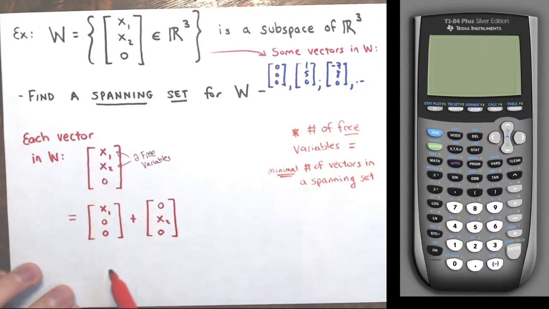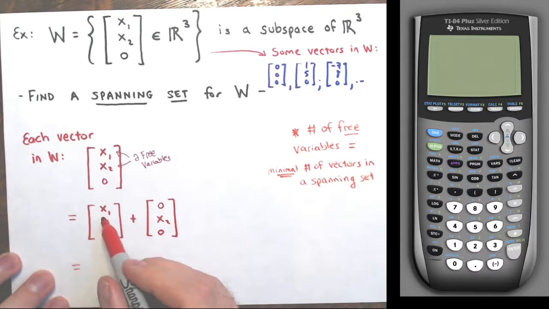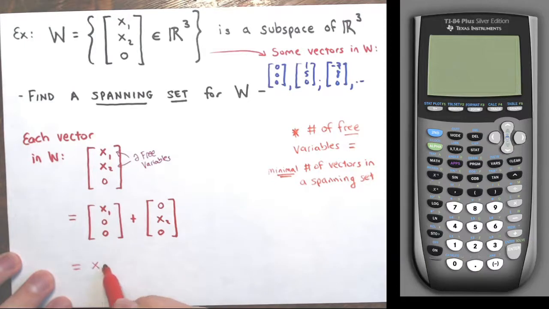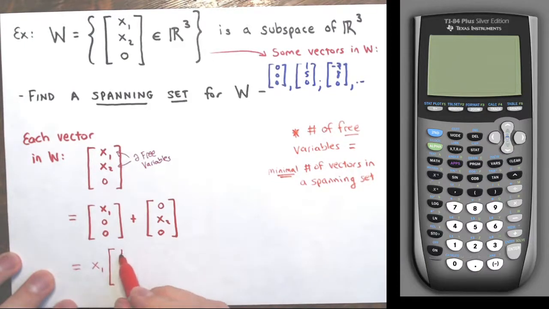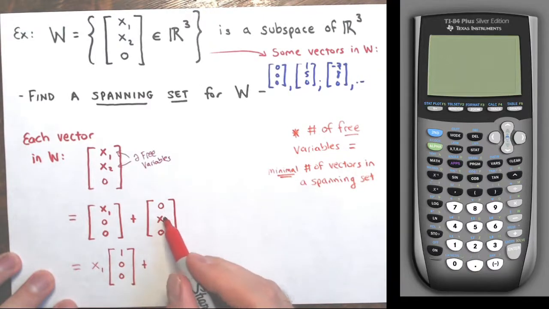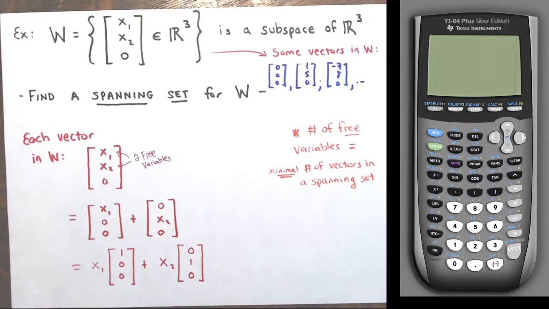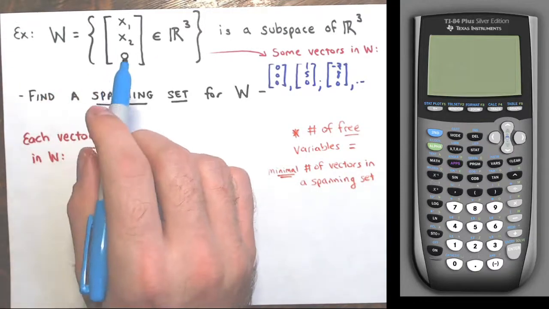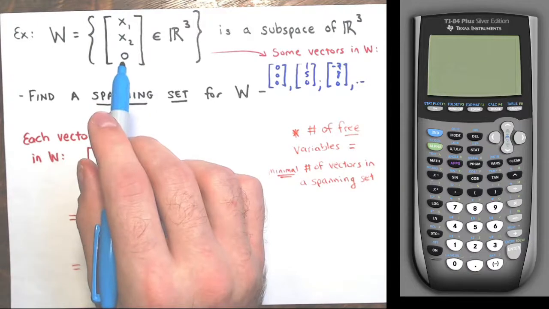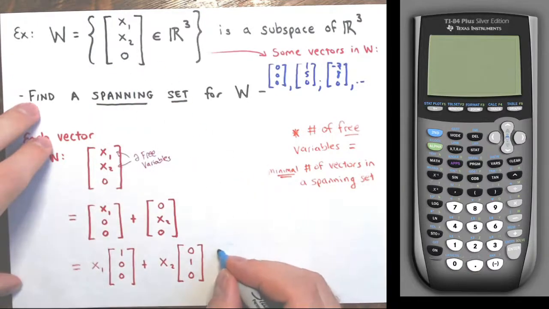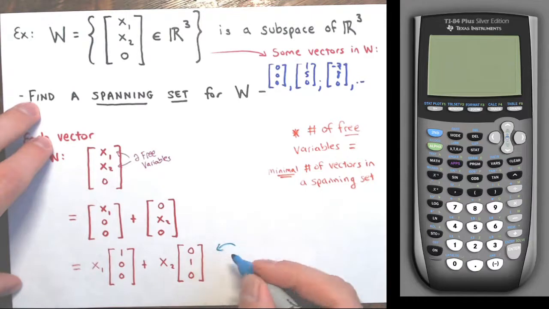These are equal, right? And then in this first vector, in each component, I can factor out a scalar x1. I pull x1 out, and what I'm left with is the vector 1, 0, 0. Plus, in this vector, I pull the scalar x2 out, and I'm left with the vector 0, 1, 0. All right, so do you see that every single vector in this subspace W is a linear combination of the vectors 1, 0, 0 and 0, 1, 0.